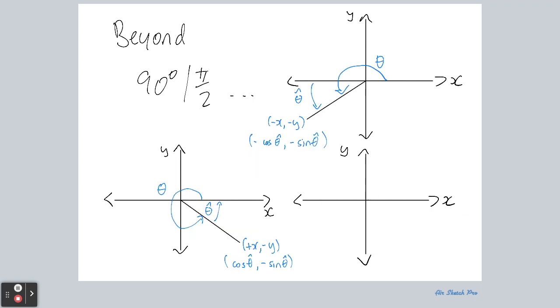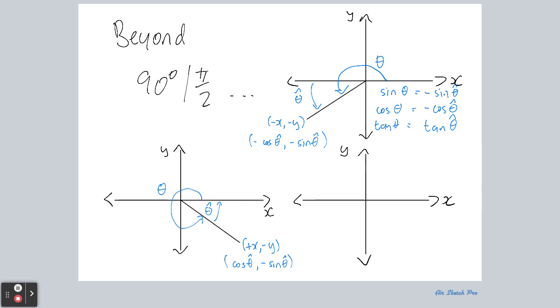Next one. Do we have a positive or negative gradient here? Right? So we've got, I didn't write this down before, sine theta is equal to negative sine theta hat. Cos theta is equal to negative cos theta hat. And tan theta is equal to tan theta hat. It's positive because we've got a positive gradient.